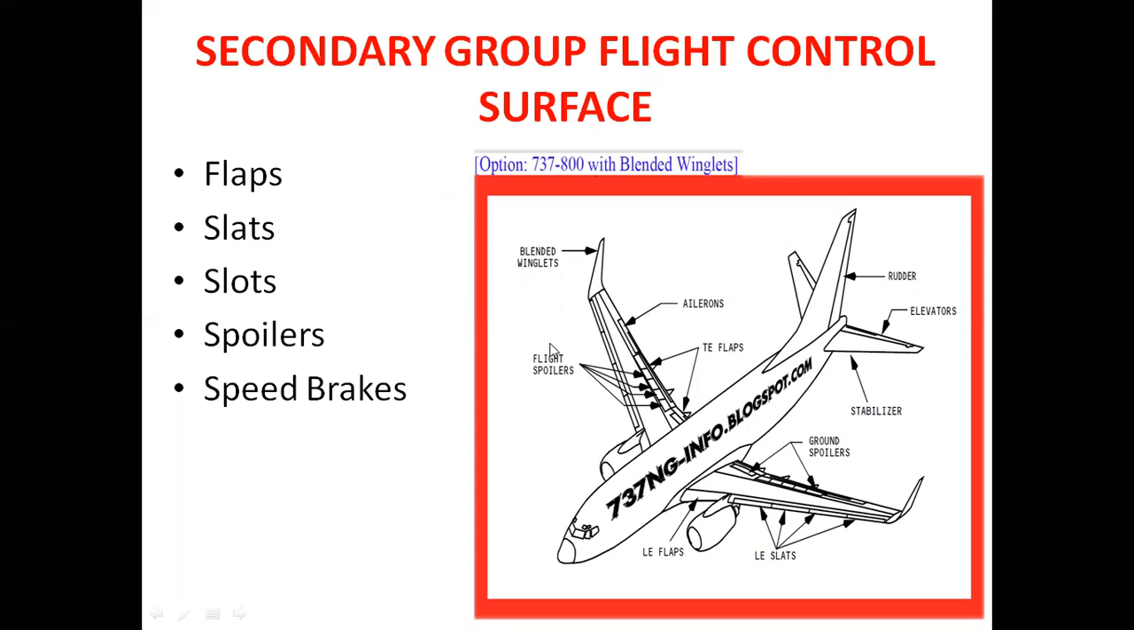So the Boeing 737 aircraft consists of trailing edge flaps, leading edge flaps, slats, flight spoilers, and ground spoilers as a part of the secondary group flight control surfaces.